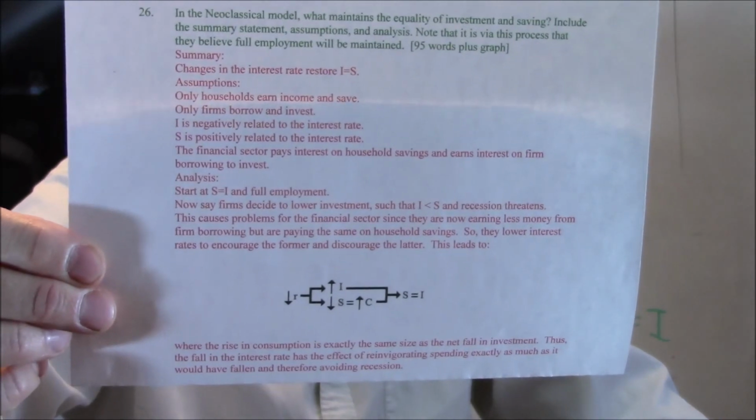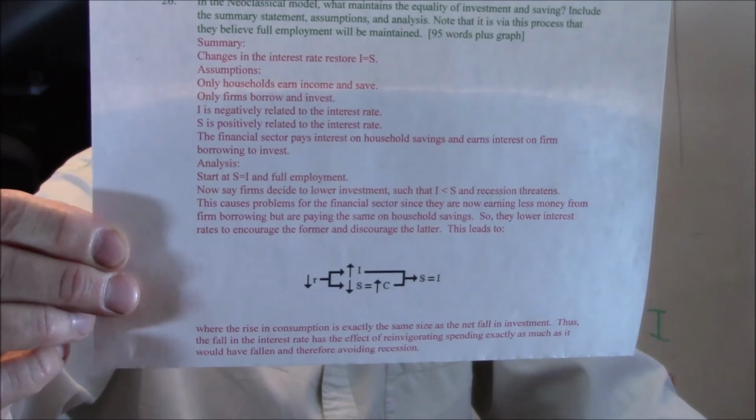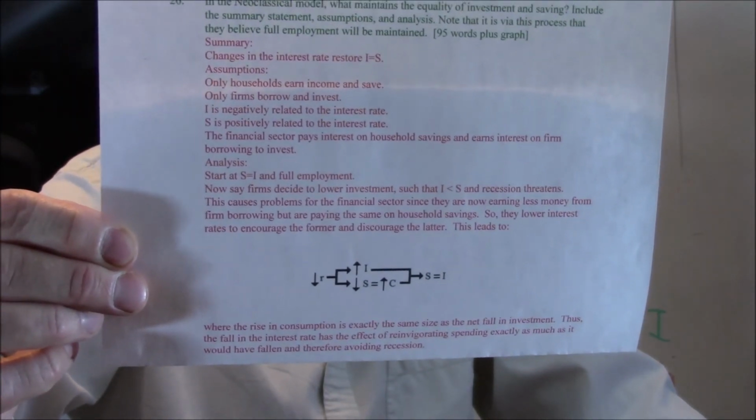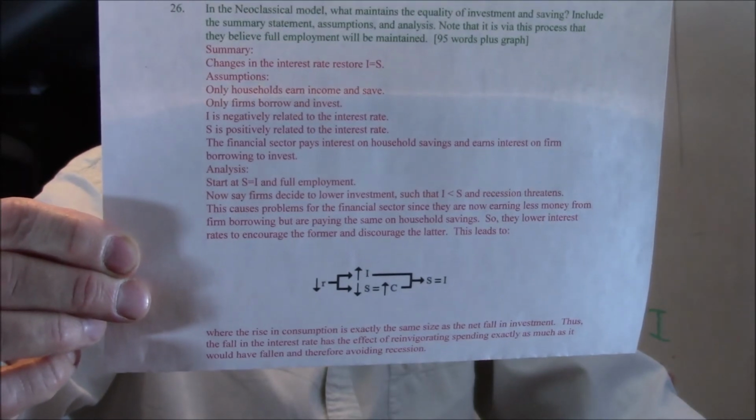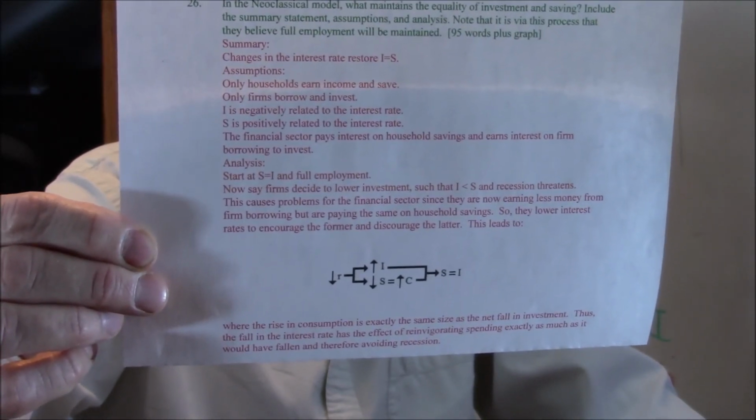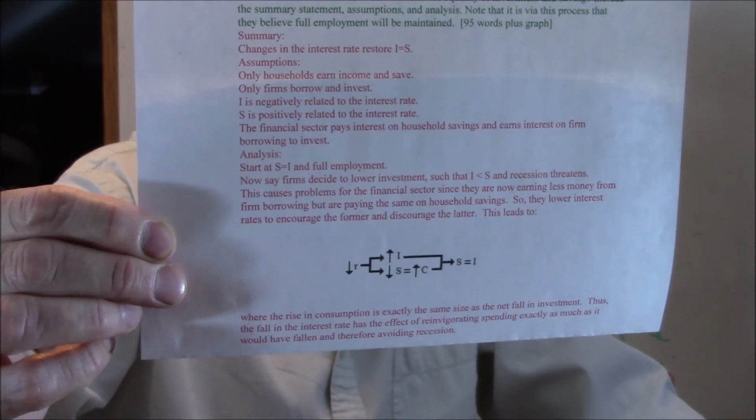Okay, so if you want to pause the video there and jot all that down, the summary statement is basically what we're going to say in this model: changes in interest rates will restore investment equals savings. And more than that, at the full employment level. So there's the 5 assumptions.